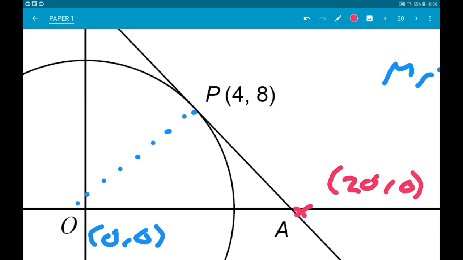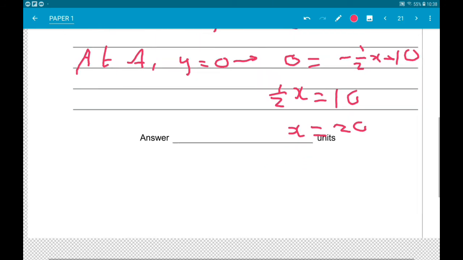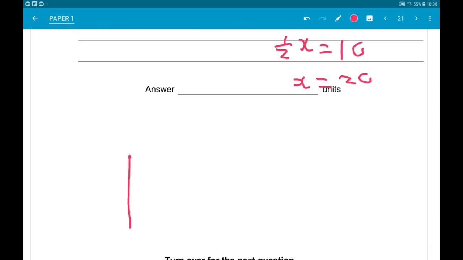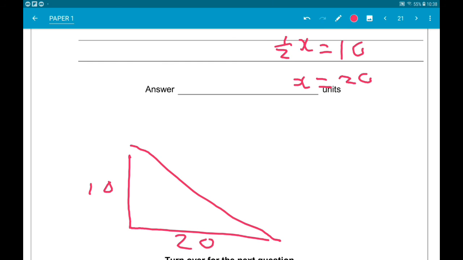So, now our right angle triangle looks like that. So if we call the hypotenuse C by Pythagoras, we know 10 squared add 20 squared is C squared. Ten squared is 100, 20 squared is 400, so 500 is C squared.